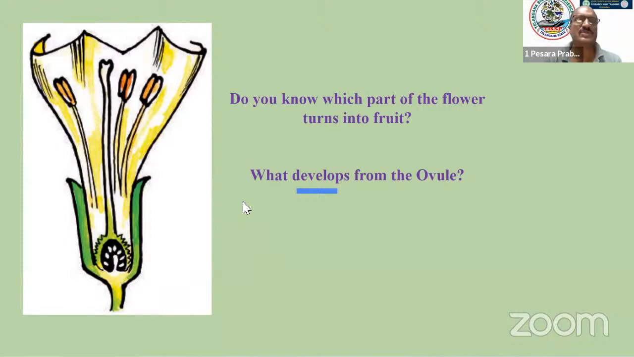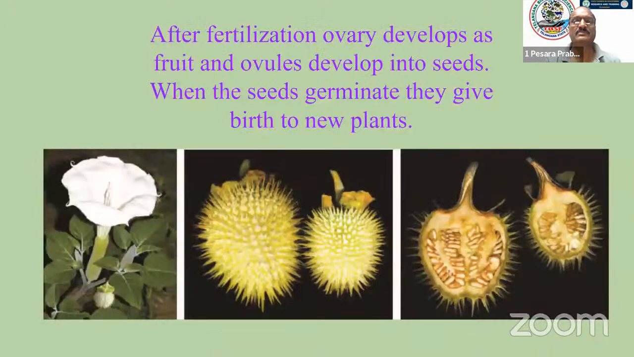Yeah, seed. So, listen carefully, children. After fertilization, ovule turned into seeds, ovary turned into fruits. Is it clear? Are you able to follow? Is it clear? Okay. Then we move to the next slide. After fertilization, just now we discussed, ovary develops as fruit and ovules develop into seeds.